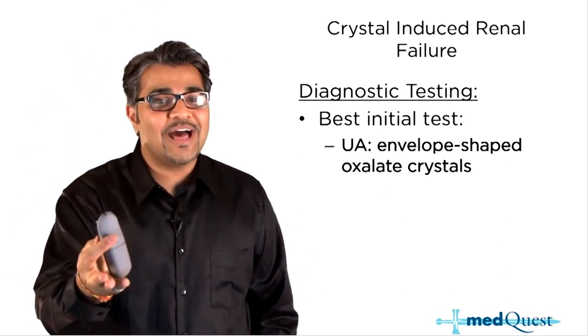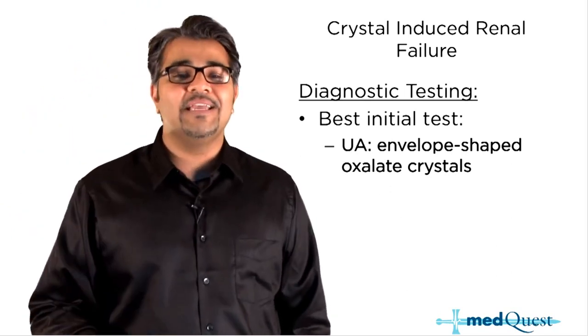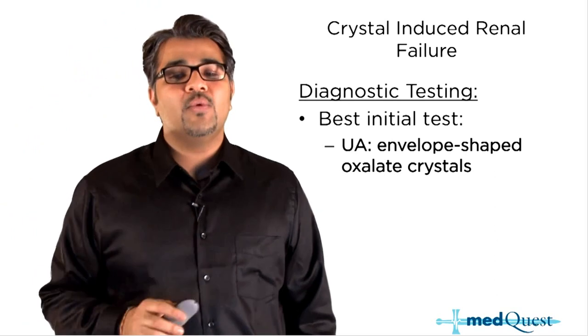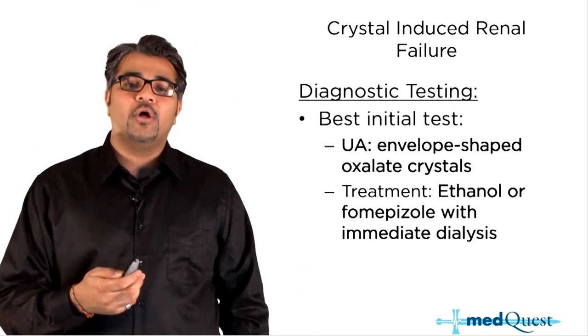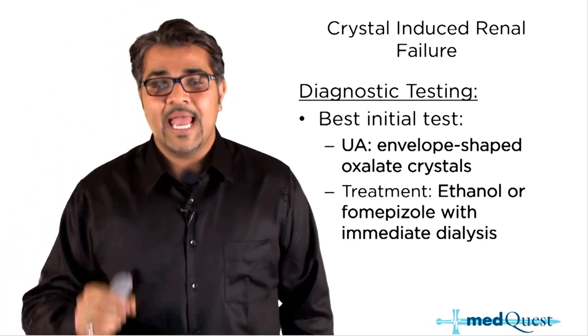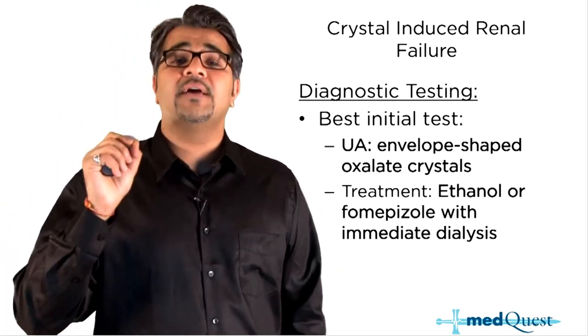If you're doing hematology, do a peripheral smear and a CBC. They go together. Now, on the UA, you're going to see envelope-shaped crystals. And how are you going to treat them? With ethanol or fomepizole with immediate dialysis. Ethanol or fomepizole with immediate dialysis.